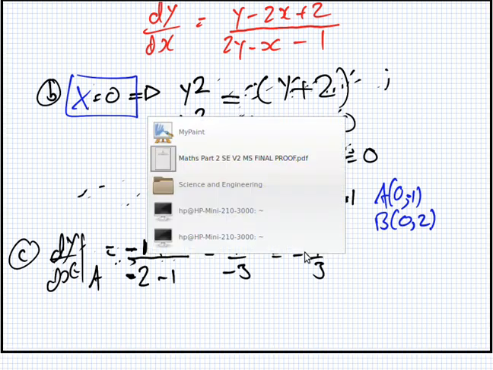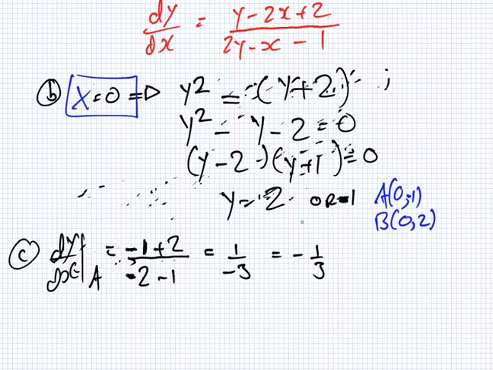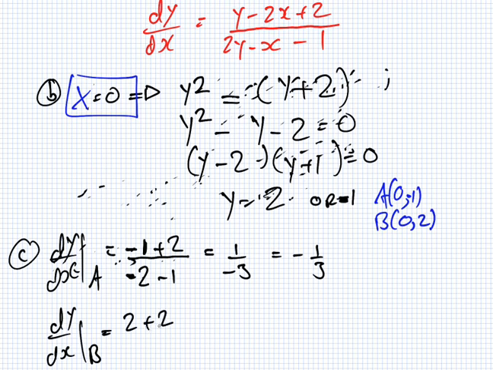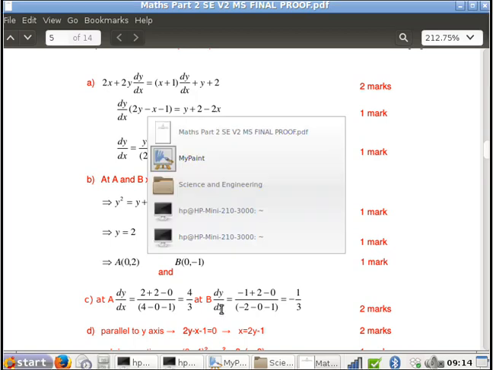Now let's check that. Yeah, great. Okay, and then we look at B: y, which is 2, plus 2 over 4 minus 1, which is 4 over 3. So there's the first answer, and there's the second answer. And yeah, all good.